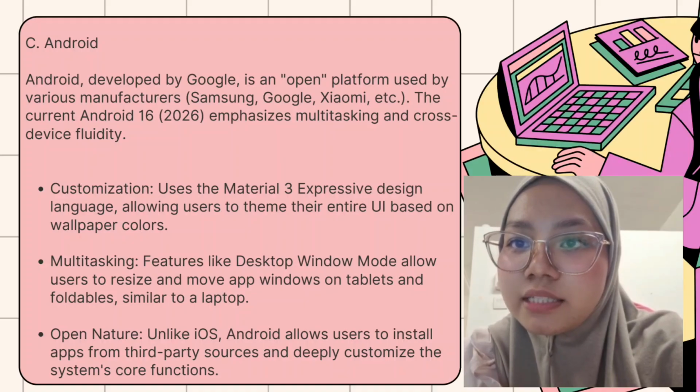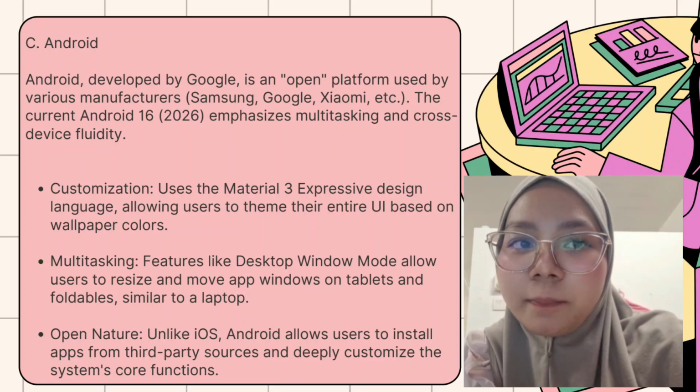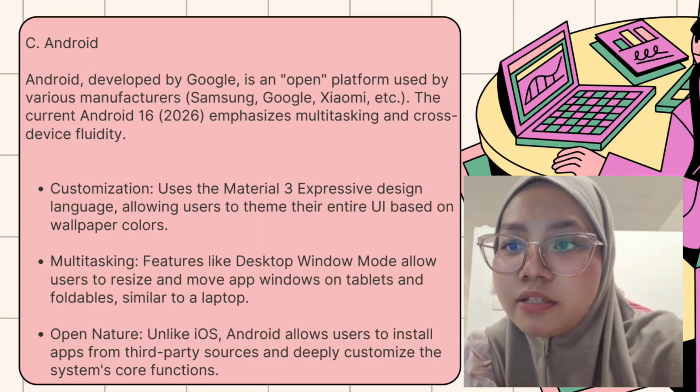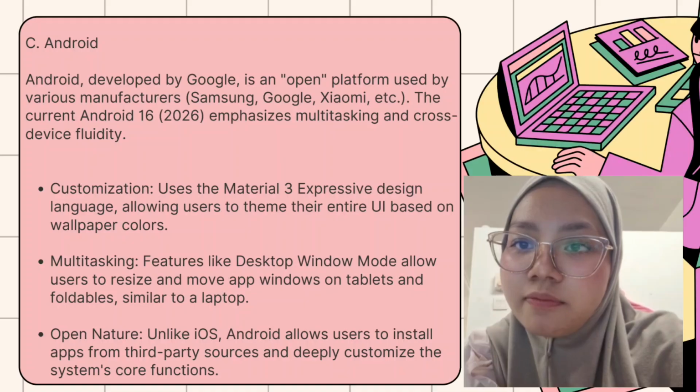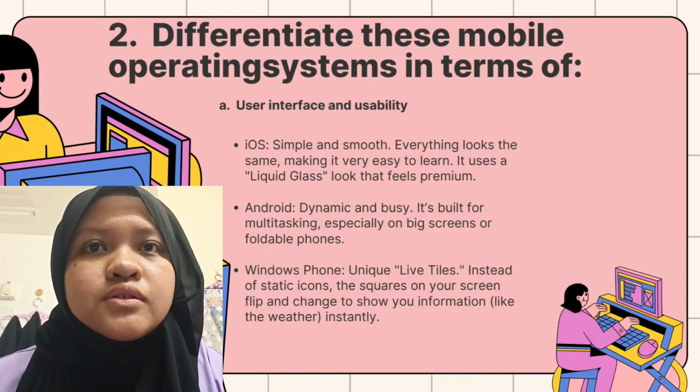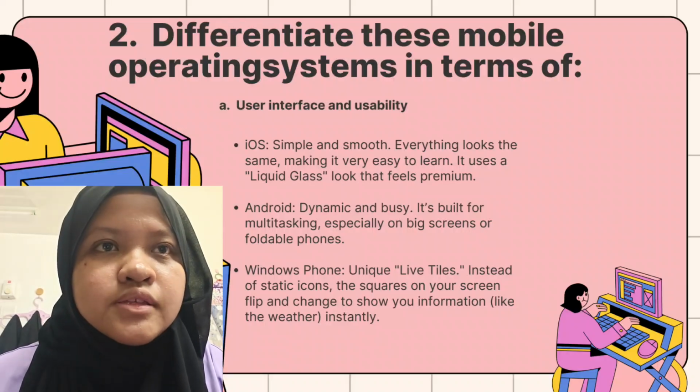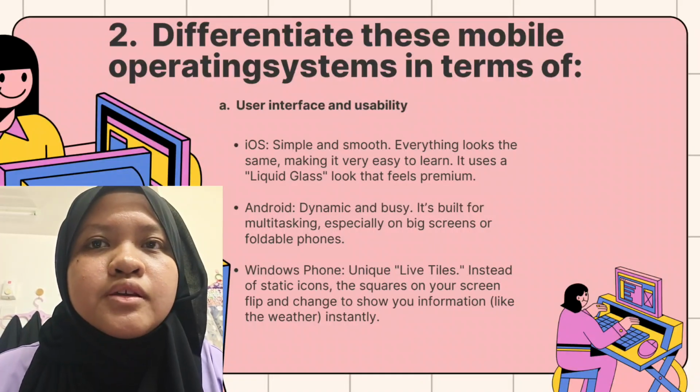Multitasking features like desktop window mode allow users to resize and move app windows on tablets and foldables, similar to a laptop. Open nature: unlike iOS, Android allows users to install apps from third-party sources and deploy custom system code. Let's look at how these three systems stack up against each other in four key areas.